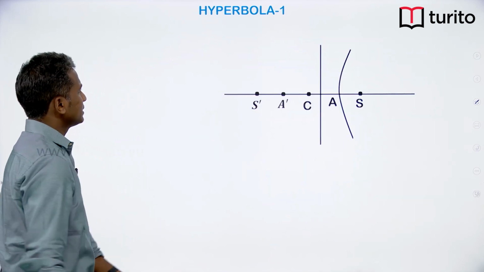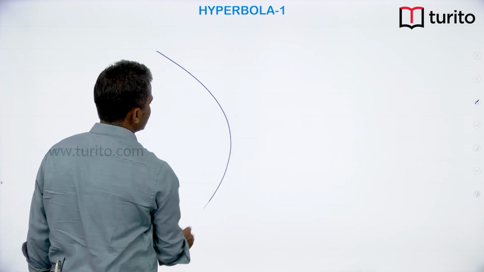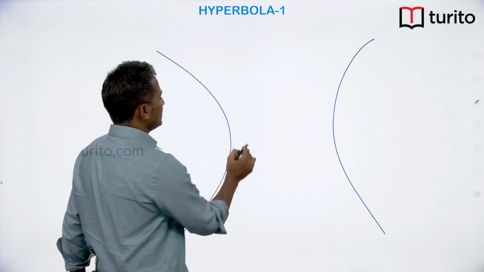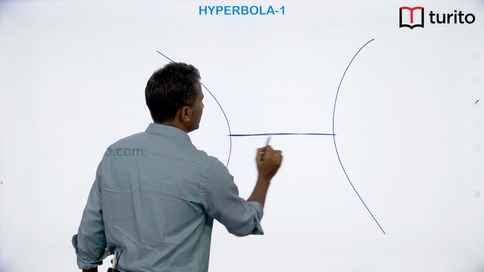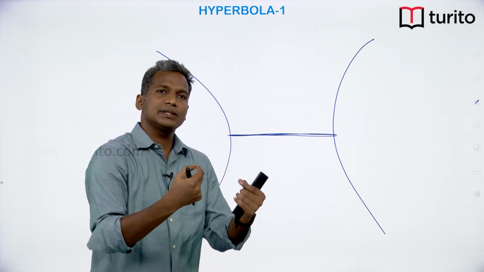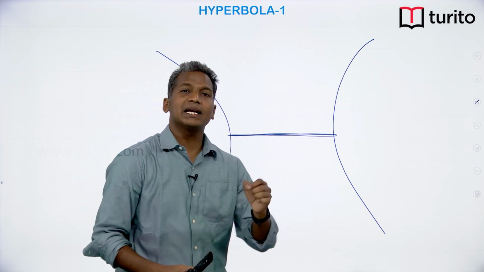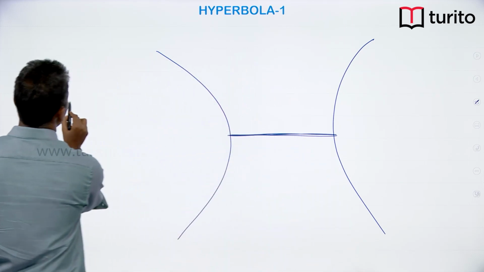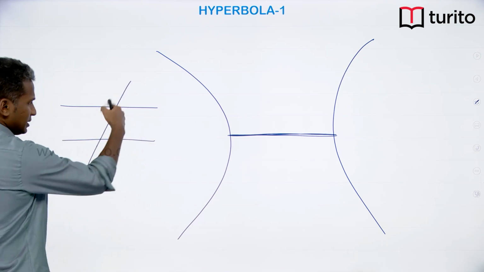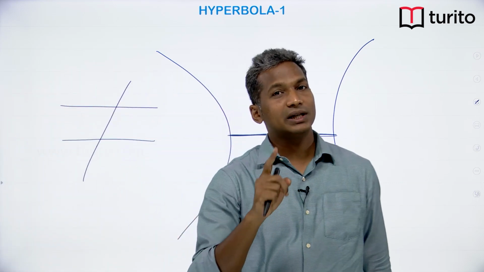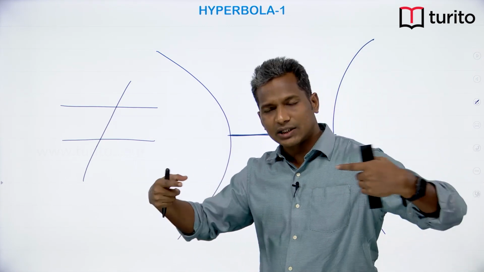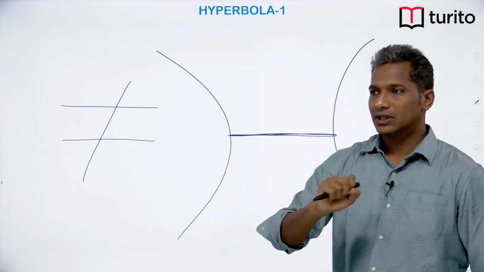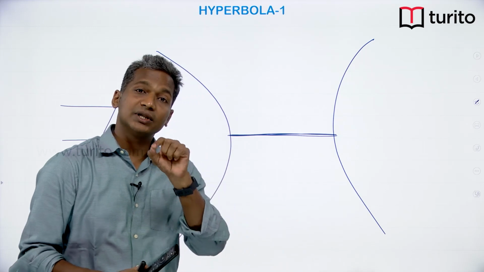The reason is this. Suppose we have two branches like this, and the line which is joining the shortest distance between the closest points is acting like a transversal. If you remember the straight lines, if there are two straight lines, the line which is intersecting both of them like this is called the transversal. So the line which connects both the branches, which are completely opposite, is called the transversal. That is why we call this axis the transverse axis.